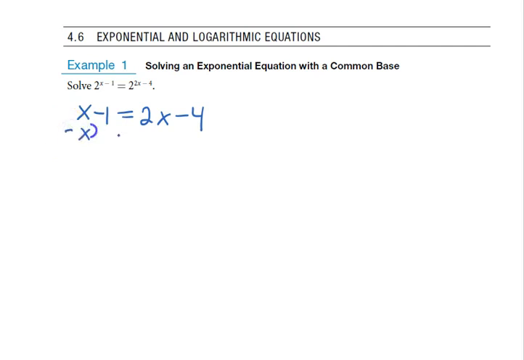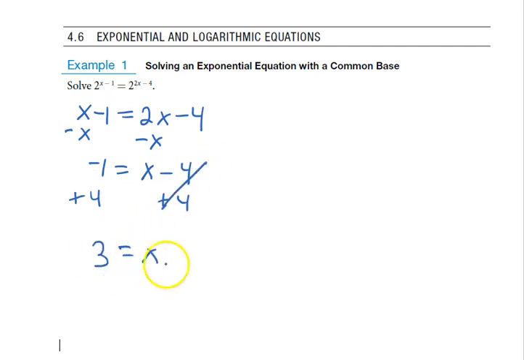I'm going to subtract x. So I have negative 1 will equal x minus 4. Then I'm going to add 4. These are going to cancel. x is going to equal 3. And so you'll notice if you plug 3 back in, you do get the same thing on both sides, so it is equal, and 3 is your answer.